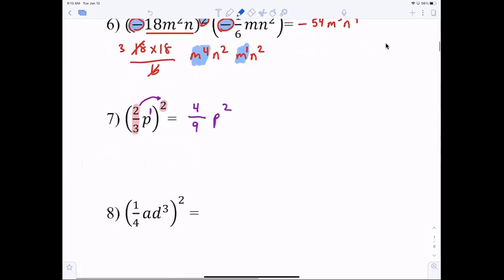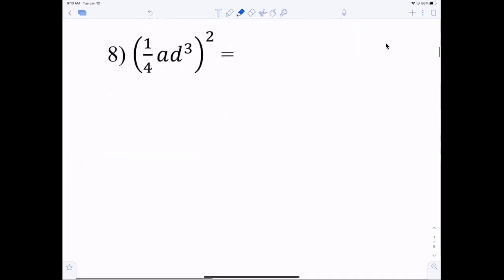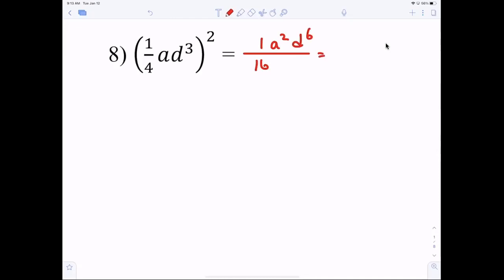All right, Trimble. Number 8, what did you get? 1 over 15, and then a squared, and then b to the 6th. Perfect. Now, if you want, write this also just to make sure that you understand those two things are exactly the same. All right, those are exactly the same.